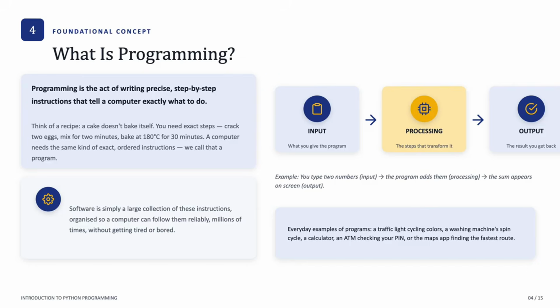Now let me ask you something. If I asked you to explain programming to your friend after today's class, how would you explain it? You could simply say, "Programming is the process of writing step-by-step instructions that tell a computer exactly what to do." That's probably the simplest and most accurate definition. Keep this definition in your mind because we'll build everything else upon it. Now that we know what programming is, the next question naturally becomes, why do we need programming languages? Let's find out.